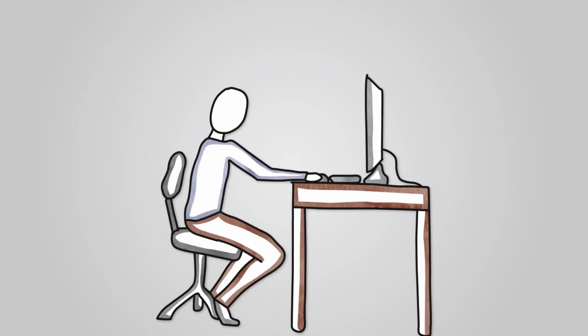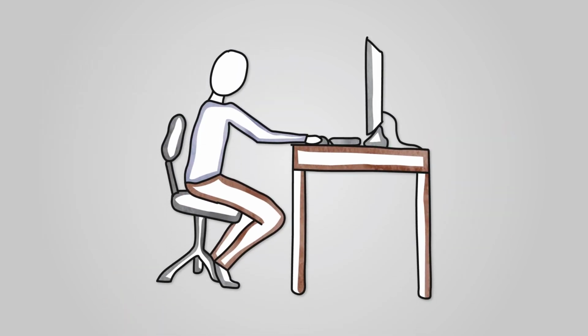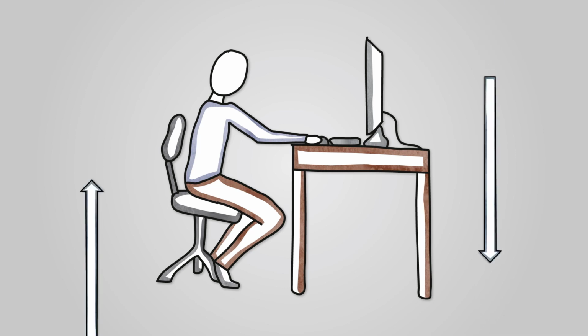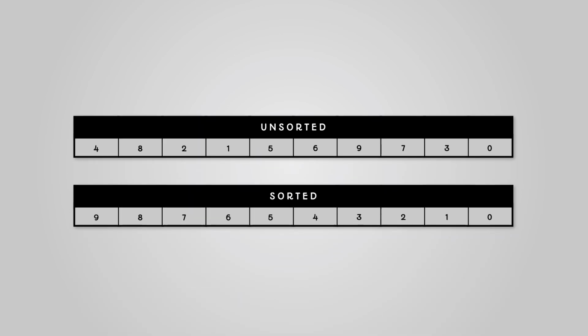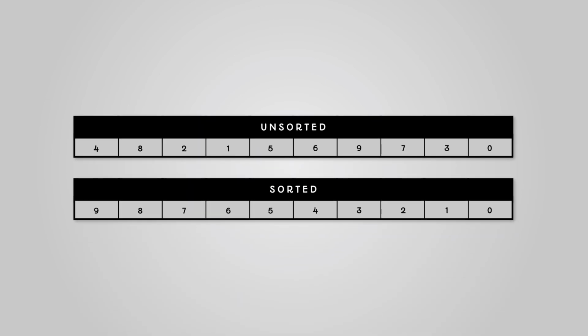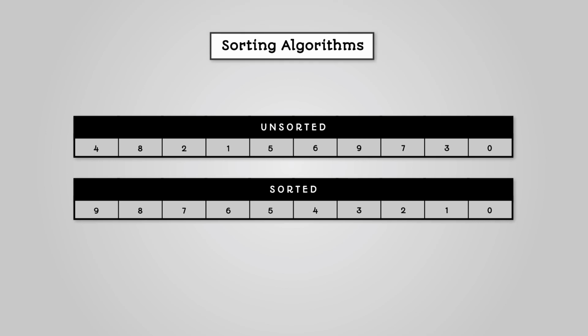In computing, we often need to sort a list of data. One of the things we might want to do is sort a list or array of data. We might want to sort it numerically from high to low or from low to high. Here we have a list of numbers and we have sorted them from high to low. One of the ways we can take an unsorted list of data and turn it into a sorted list is by using a sorting algorithm.